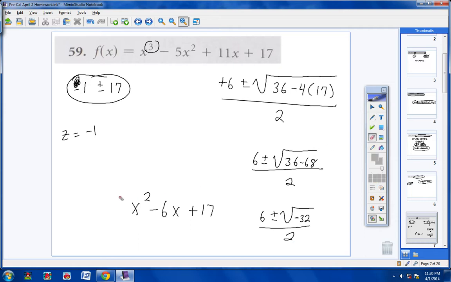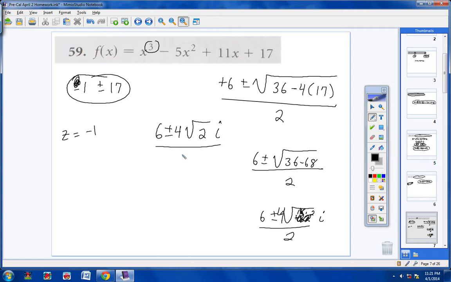All right, now let's continue. We have a lot of simplifying to do, so please pay attention, okay? I'm going to make this 32 positive and put an i right here. And then for 32, I'm going to put 16 times 2. And then cross off the 16 and put a 4 right here because the square root of 16 is 4. So now I have 6 plus or minus 4. Now remember, I had 16 times 2 inside the radical. The 16's gone. I'm still left with a 2 right here, then an i, and then a 2.